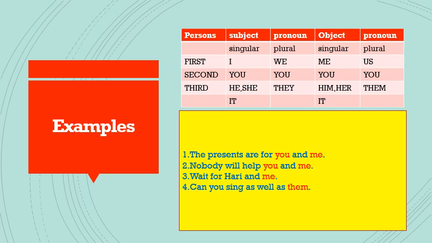Second example, nobody will help you and me. Again, you and me are pronouns. Third, wait for Hurry and me. Again, me over here is a pronoun, because me is a receiver and it is in singular objective case. Fourth, can you sing as well as them? Now over here, them is a third person, because it's denoting the persons spoken of. So them over here is a pronoun. I hope these examples and sentences are very well clear to you.